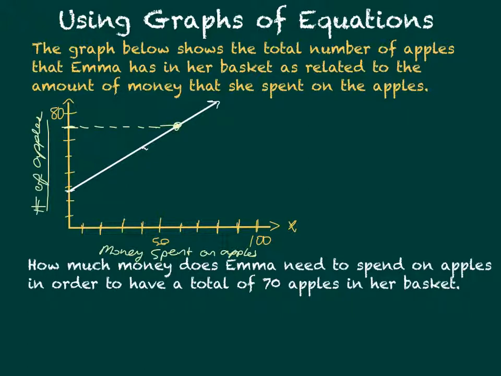And then we want to find out how much money that would cost. So then we're going to come straight down, and it looks like it's about $60, because again, we're going up by tens. So she would need $60 to get 70 apples.